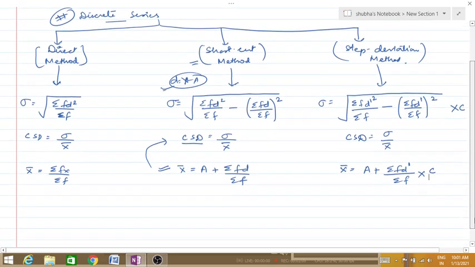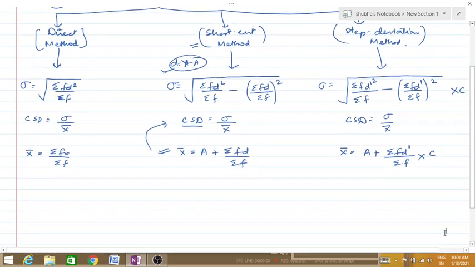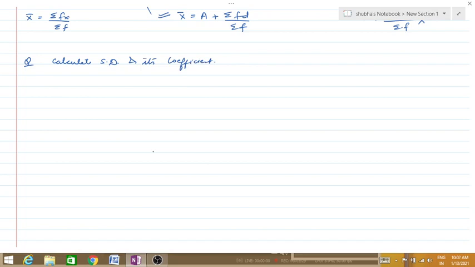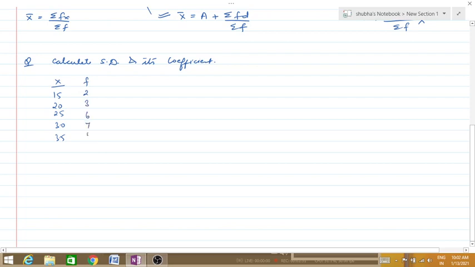Now we'll do one question, and these are the formulas which we use. Suppose I have taken this question: calculate standard deviation and its coefficient. x is given as 15, 20, 25, 30 and 35. Frequency is given as 2, 3, 6, 7, 2.